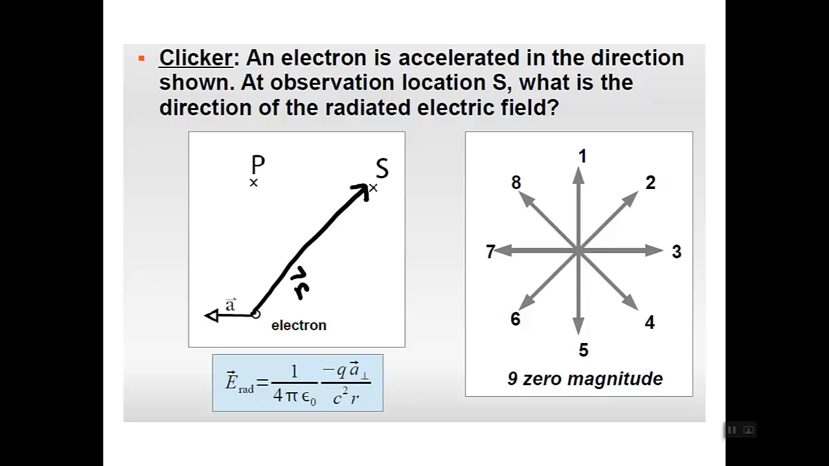First, we sketch vector R to indicate the observation location S with respect to the accelerating charge. We can now sketch in vector A perp. Now, since the accelerated charge is negative, our expression for the radiative electric field tells us the direction of E radiative must be in the same direction as A perp. So the answer to this question is number 8 from the rosette of arrows shown.